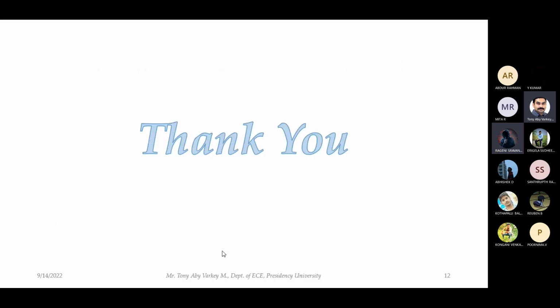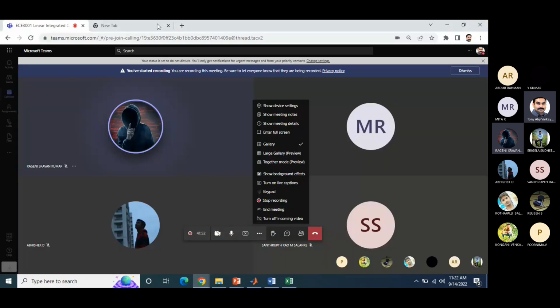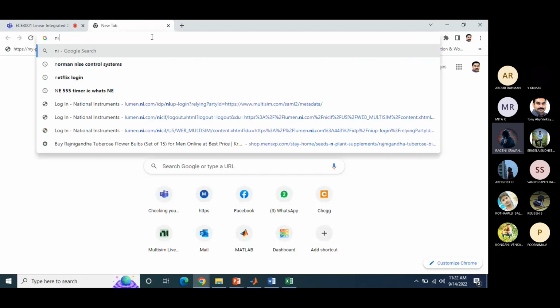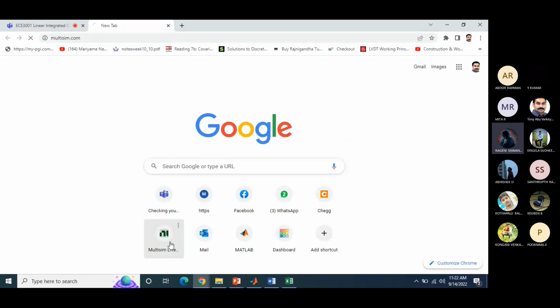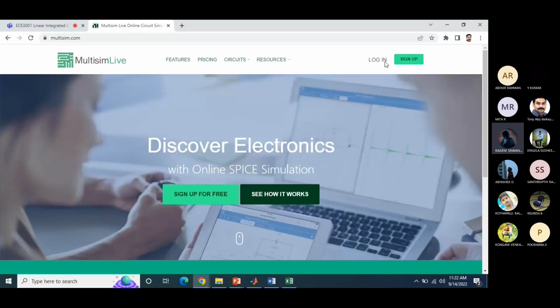I will quickly show you something in this NI Multisim also. I'll try, because it is live, it may not work properly. I will show you how it goes to saturation.